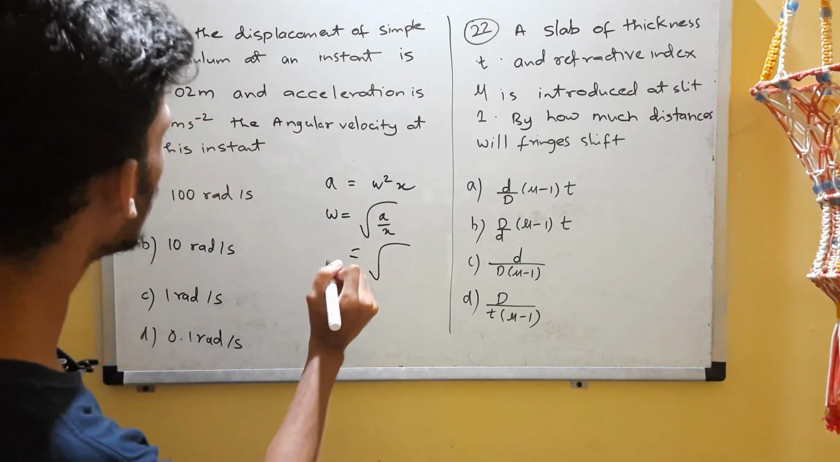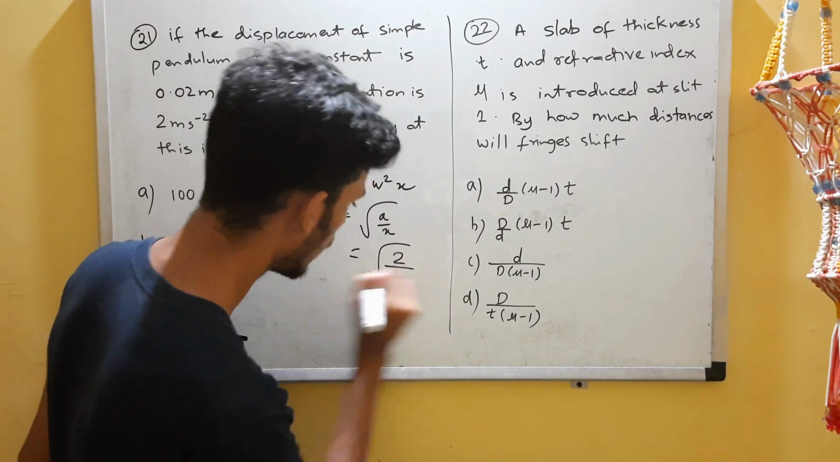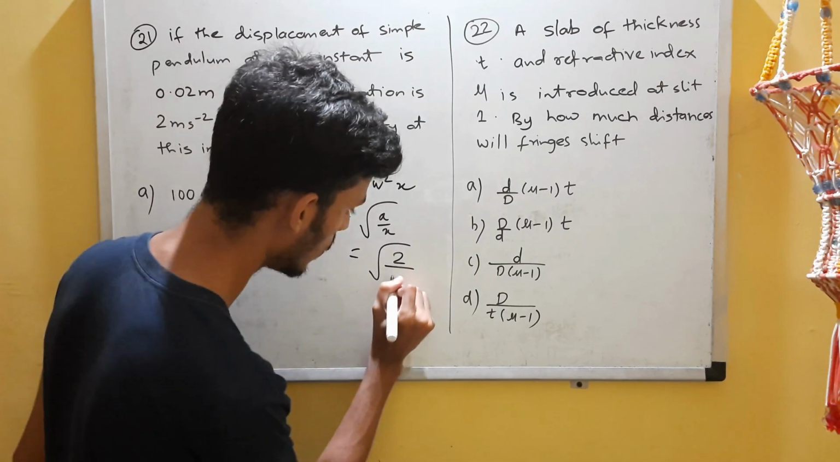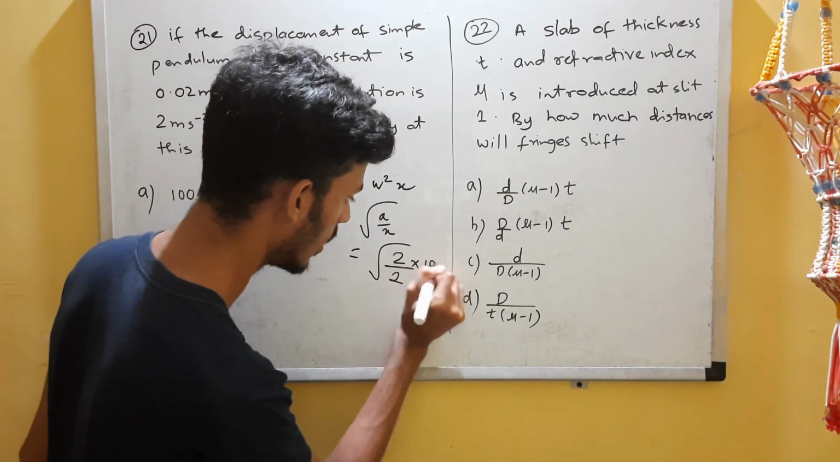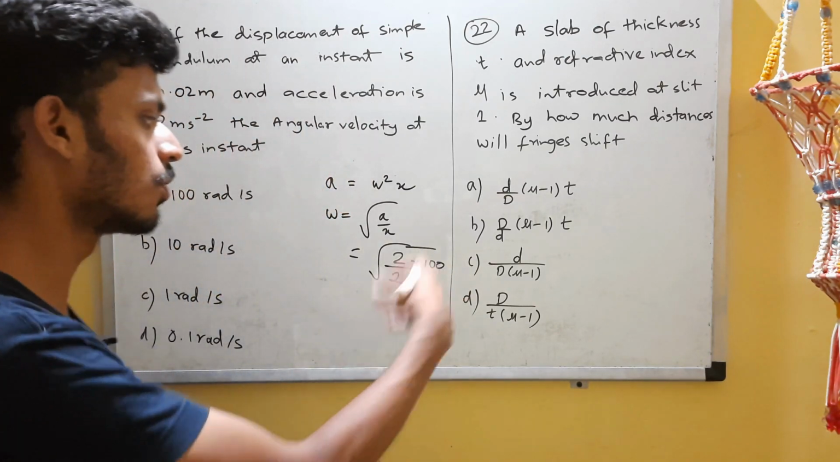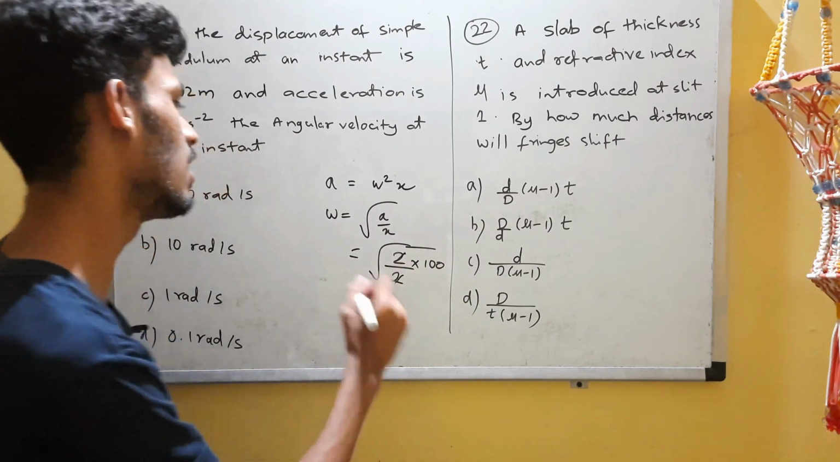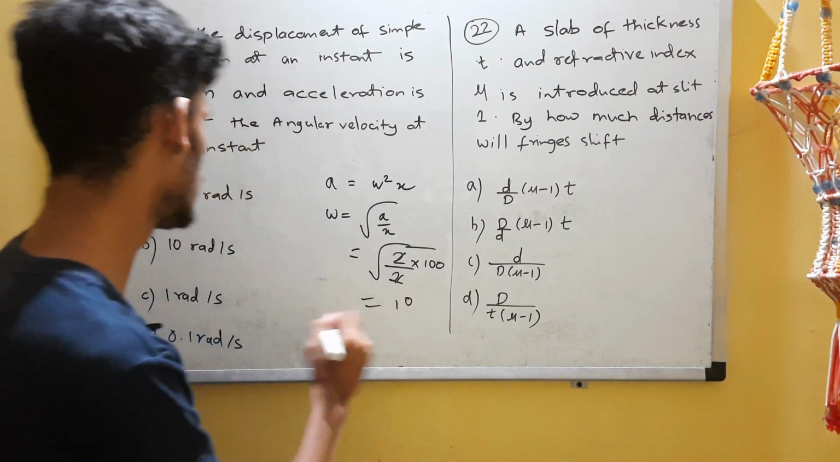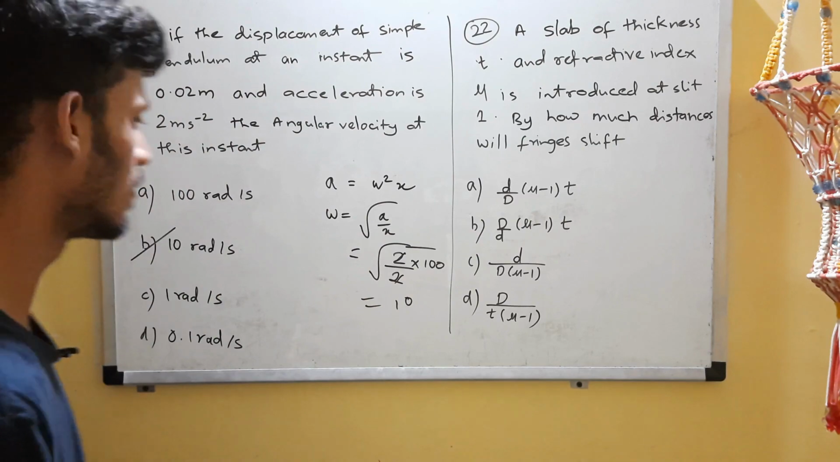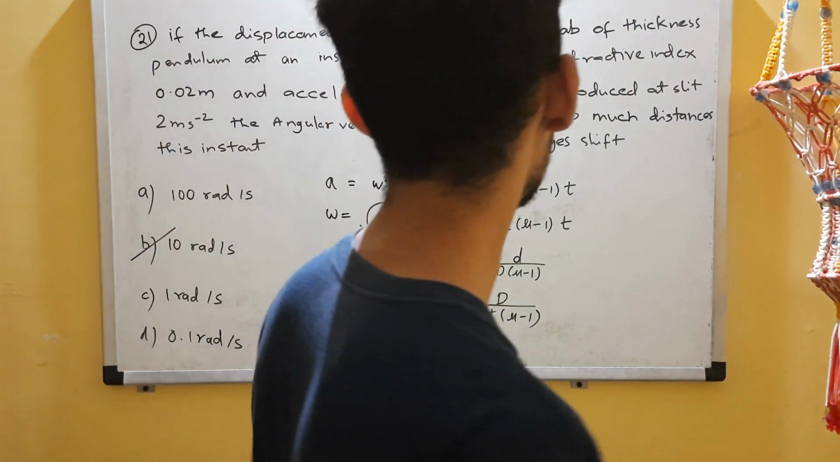Sorry, acceleration is 2, and your x is 0.02, or I can write it as 2, and I can take 10 to the power minus 2 on top. 2 and 2 will get cancelled. Under root 100, that is 10. So 10 radians per second, option B. Pretty simple. Now let's come to this one.